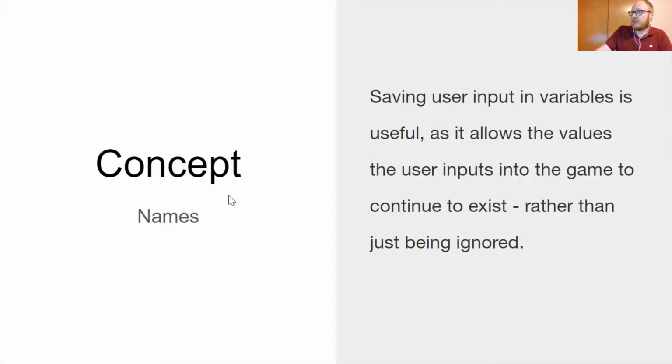Saving user input in variables is useful, as it allows the values the user inputs into the game to continue to exist rather than just being ignored. For example, if you want to save a user's name, you could save the user's name in a variable after they have told you what their name is with some user input.